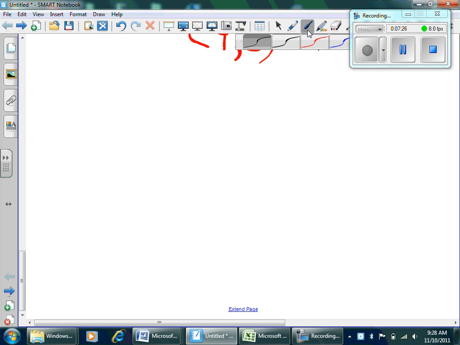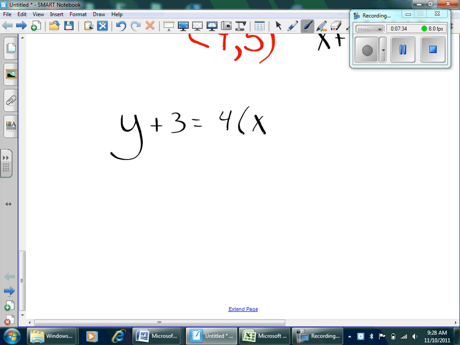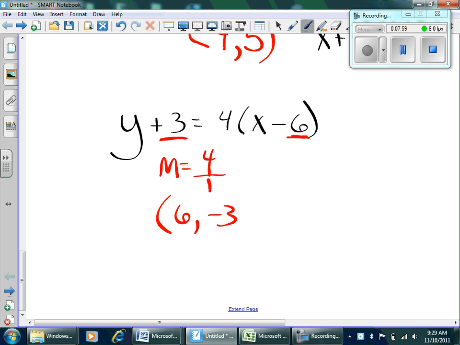Let's say we have the equation y plus 3 equals 4 times the quantity of x minus 6. Well, I know James is going, oh my gosh, this is so simple. My slope, 4. As a fraction, 4/1. But 4 is certainly acceptable slope. My point, x-coordinate, I change the sign, 6. My y-coordinate, I change the sign, -3. I have the point, I have the slope. Now I'm good to graph.